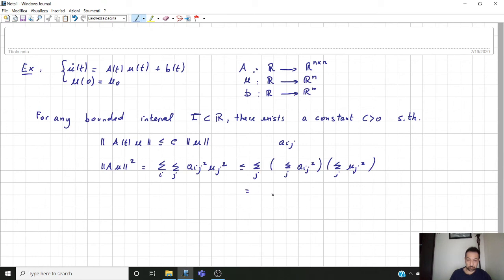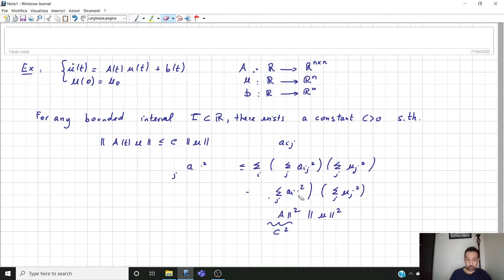And now this is equal to sum over i, actually, even though i and j go from 1 to n, because it's a square matrix. So here I have a sum over i, sum over j of a_ij squared, so I can group this, times the sum over j of u_j squared. This quantity represents the 2-norm of A squared, and this represents the 2-norm of u squared, okay? And therefore this is our constant C, which is the square, which proves this statement.